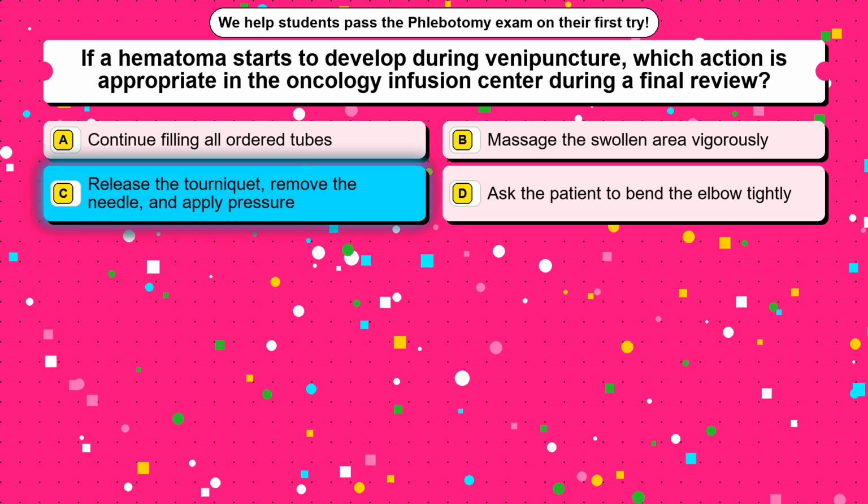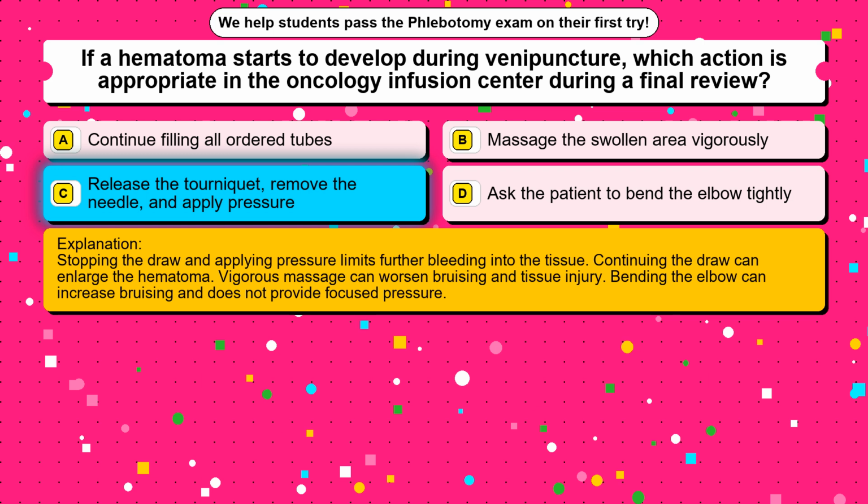The correct answer is option C. Release the tourniquet, remove the needle, and apply pressure. Stopping the draw and applying pressure limits further bleeding into the tissue. Continuing the draw can enlarge the hematoma. Vigorous massage can worsen bruising and tissue injury. Bending the elbow can increase bruising and does not provide focused pressure.